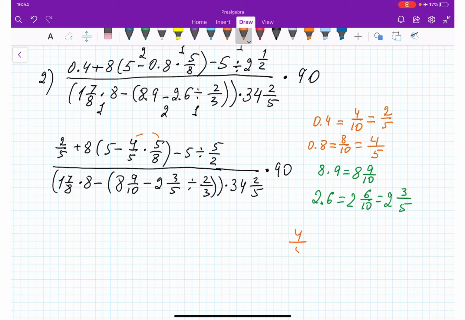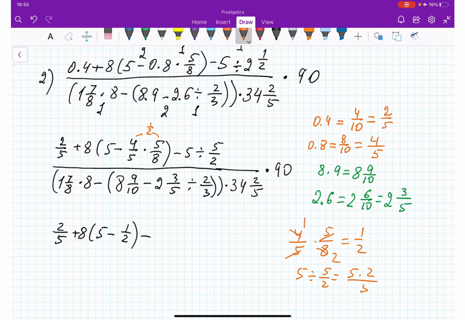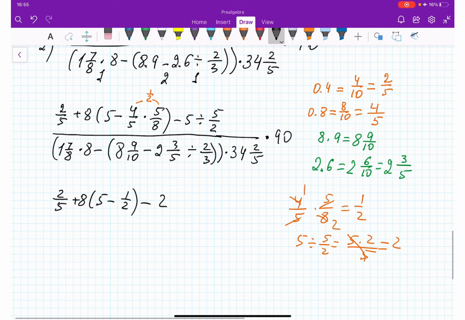Let's see, 4/5 times 5 over 8, right? This is going to be 1, this is 2, right? Both of them dividing by 4, and this is also gone. We get 1/2. Okay, so here we are getting 2/5 plus 8 times 5 minus 1/2 minus, now we are going to divide 5 divided by 5 over 2, and we are getting 5 times 2 over 5. This is gone, and we are getting 2, which means it's going to be minus 2.